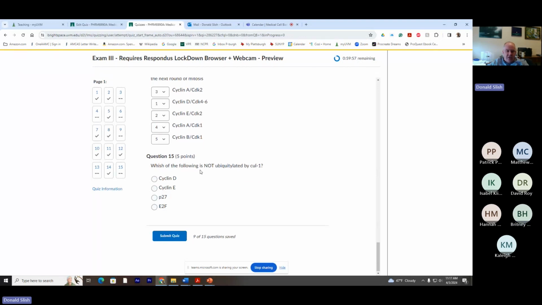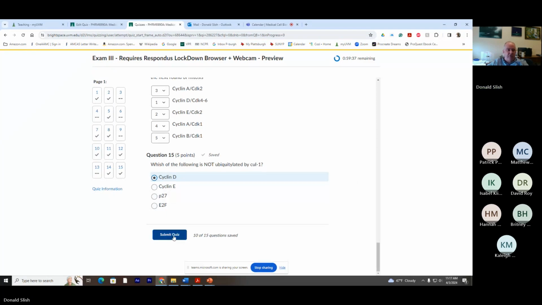Which of the following is not ubiquitinated by Cul1? Well, we know cyclin E is, p27 is, E2F is. These all get phosphorylated in S phase. Cyclin D is not controlled by ubiquitination, so that's got to be your right answer.